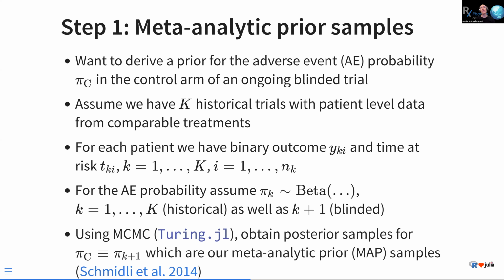And the cool thing is now it's relatively easy, and I will not go into details, but with Turing.jl, it's relatively easy to create posterior samples from this blinded K+1, so the additional new control arm. And those are then our meta-analytic prior samples for the actual analysis.